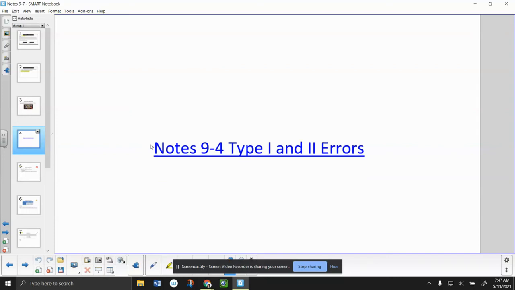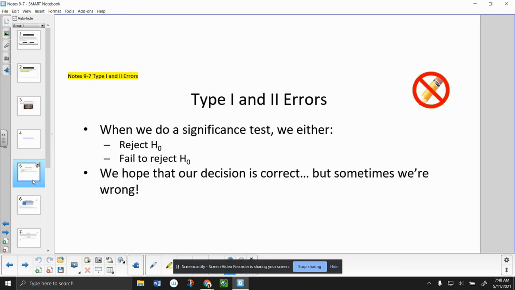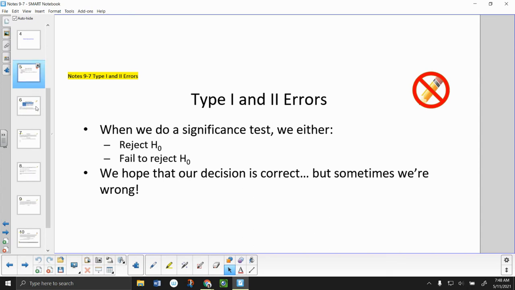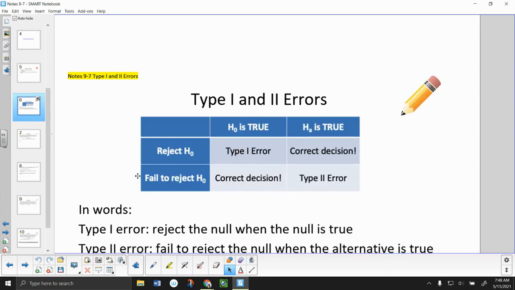All right, so here's the video for 9-7, type 1 and type 2 errors. When we do a significance test, there are two possible decisions for our conclusions. We either reject our null hypothesis or we fail to reject our null hypothesis. We hope that whatever decision we make is correct, but sometimes we're wrong. So let's take a look at what it means to be a type 1 and a type 2 error.